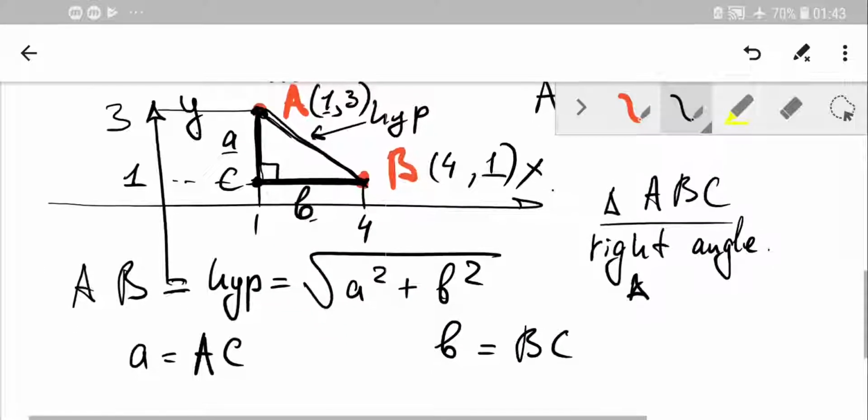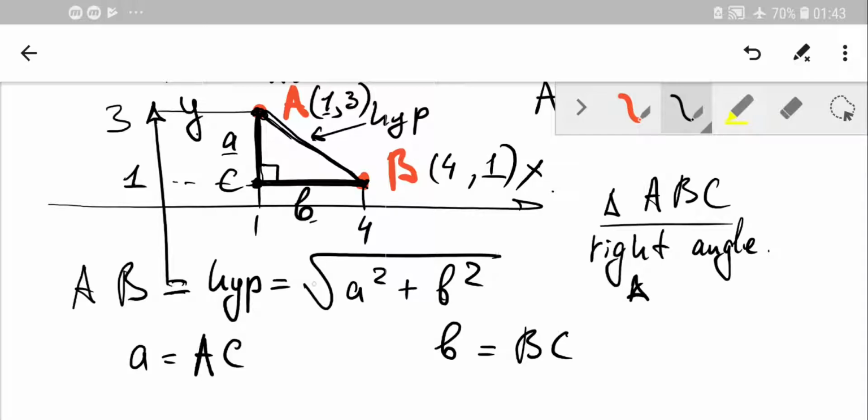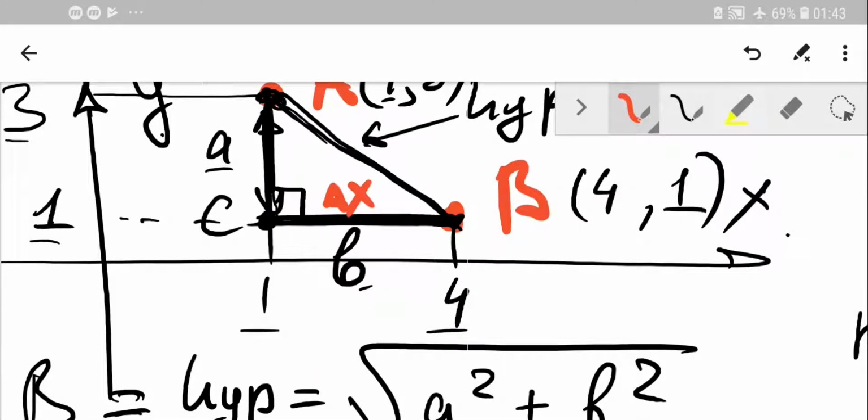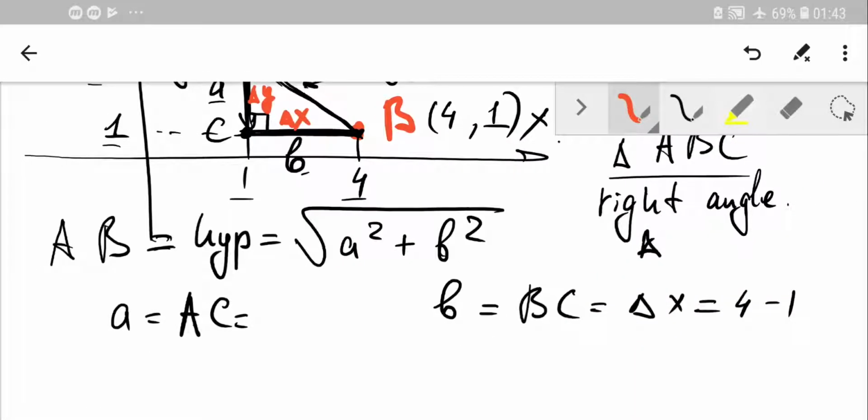In order to find BC distance, we just need to subtract 1 from 4. Basically, it's the change in x coordinates, so it's 4 minus 1. To calculate A, we do the same but for y coordinates. From 3, we subtract 1, and that's the change in y. I'll put red here: this is change in x, and this is change in y. I use delta symbols, and each delta means difference.